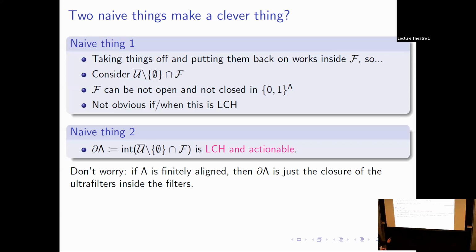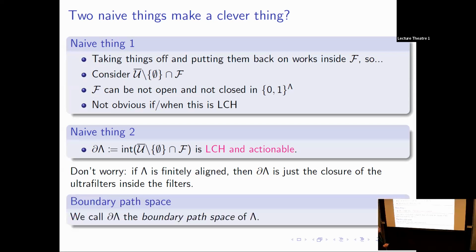So you might say, well, that's a whole lot of mucking about with the space. That's not very pretty. At least if you're only concerned about the finitely aligned case, this is exactly the same as, say, taking the closure of the ultrafilters inside of the filters. So it retrieves the normal thing. It reduces to the same finitely aligned structure. And I'm going to call this partial lambda the boundary path space. Maybe I already did.